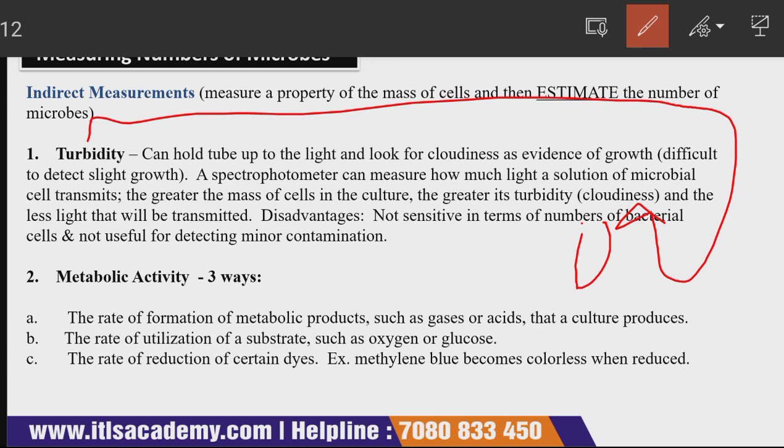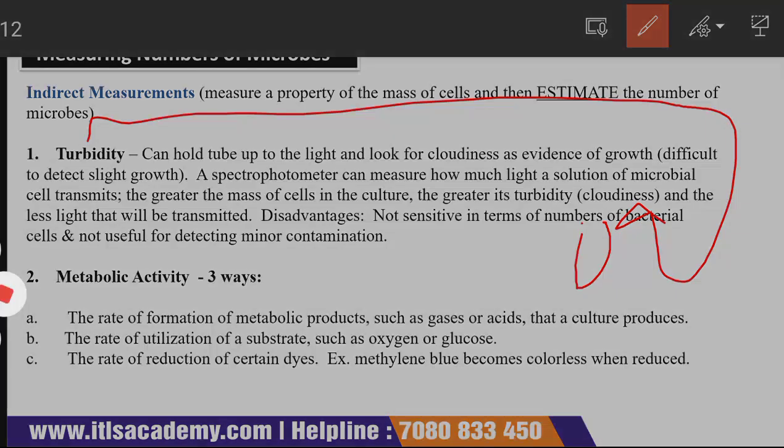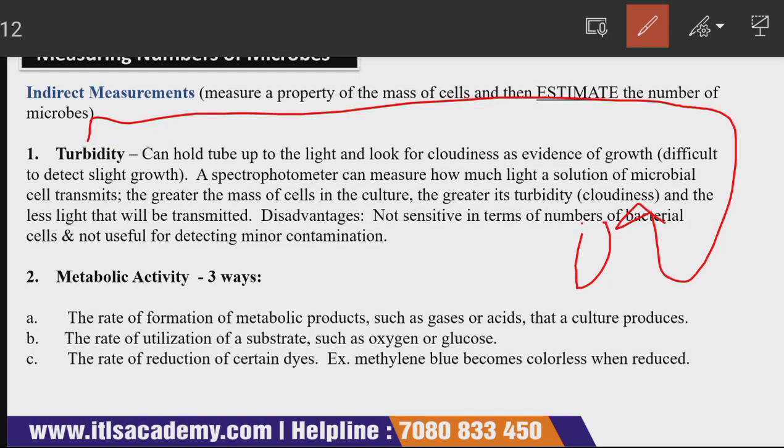So what is the disadvantage? It is not sensitive in terms of the number of bacterial cells and not useful for detecting minor contamination. If you have a very minor contamination, it cannot be detected.